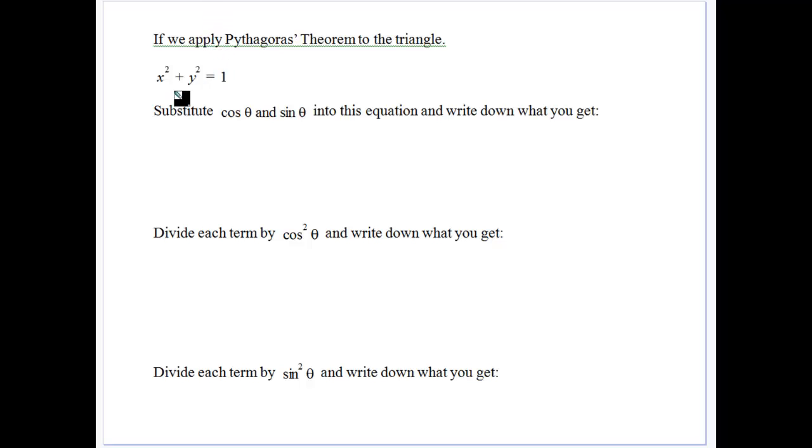Now, if we look at our triangle and we apply Pythagoras' theorem, we get x squared plus y squared is equal to 1. But we said cos theta was equal to x, so that allows us to write cos squared theta there, and y is sine, so we can put in sine for y. So we start to get this relationship that cos squared theta plus sine squared theta is equal to 1. More commonly, you'll see it written as sine squared theta plus cos squared theta equals 1. Doesn't really matter which way.